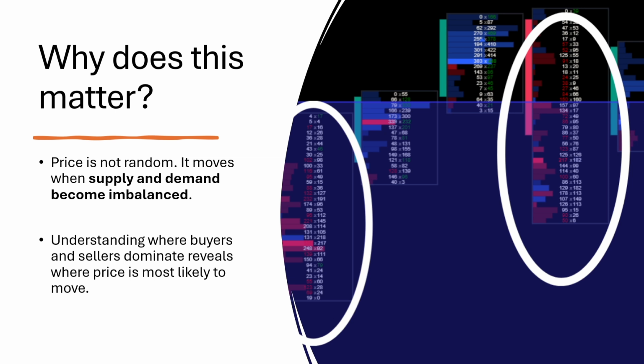So price isn't random. It moves when there's an imbalance of supply and demand. So when there's an oversupply of a forex pair, a stock, an instrument, a commodity, even Bitcoin, when there's an oversupply at that price, the market will drop, right? When there's an oversupply at that area at that time, the price will drop.